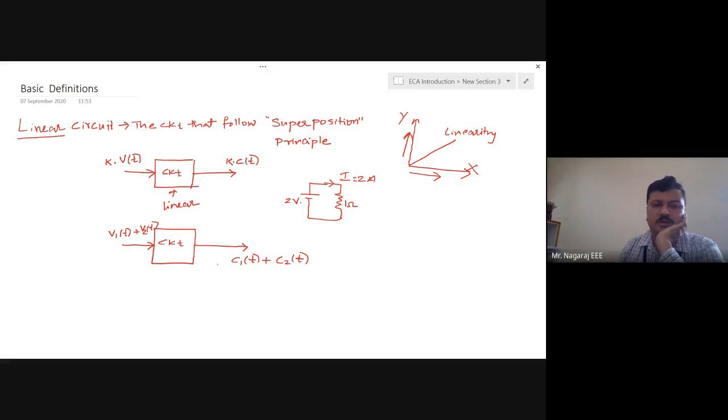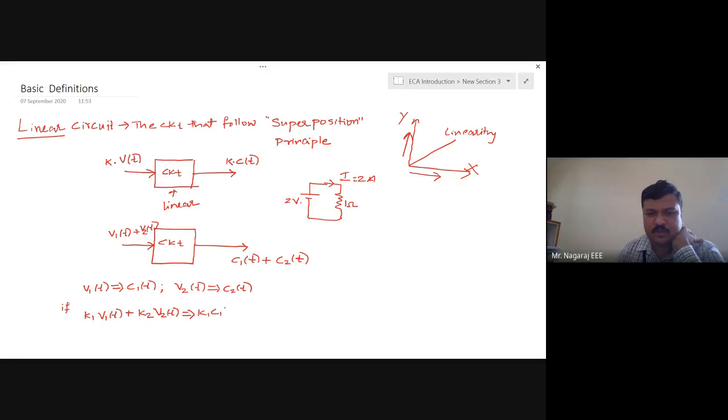Now if I multiply some scalars to V1 of t and V2 of t, such that V1 of t produces output C1 of t and V2 of t produces output C2 of t, and K1 V1 of t plus K2 V2 of t produces the output K1 C1 of t plus K2 C2 of t, then this is called the principle of superposition.